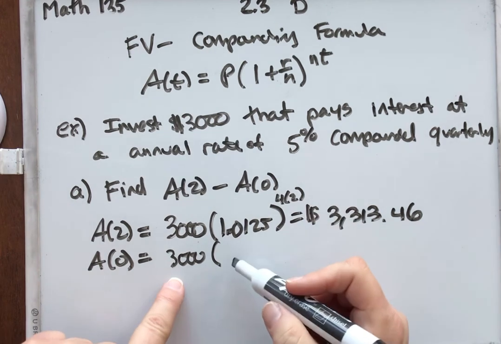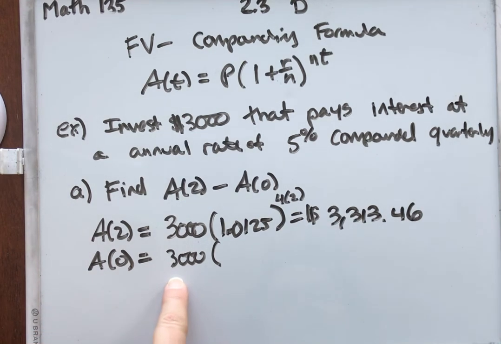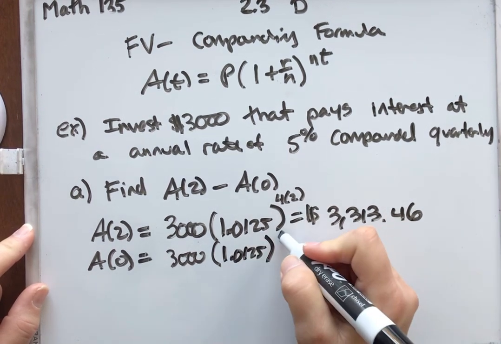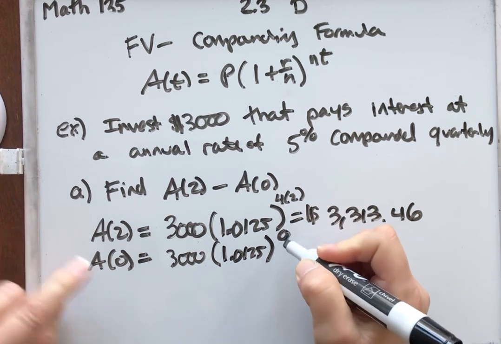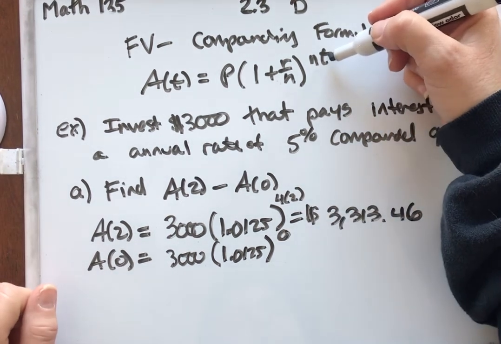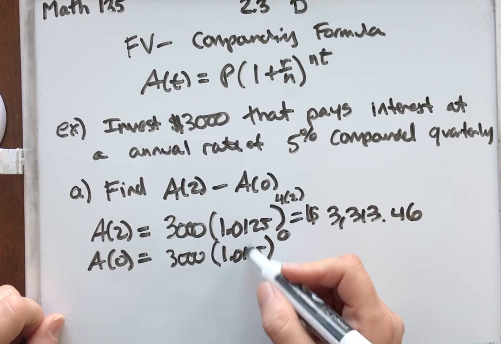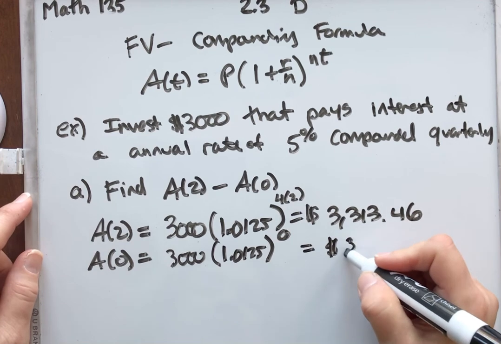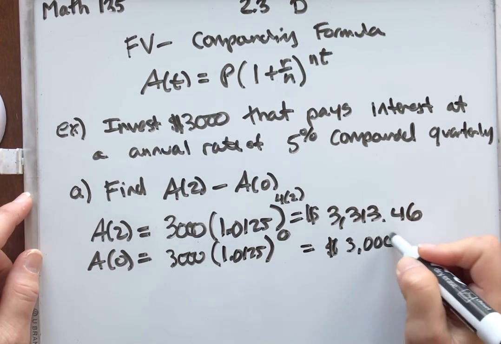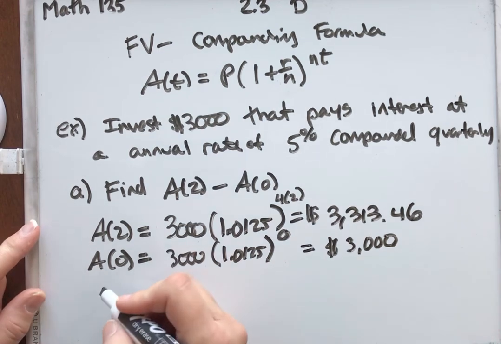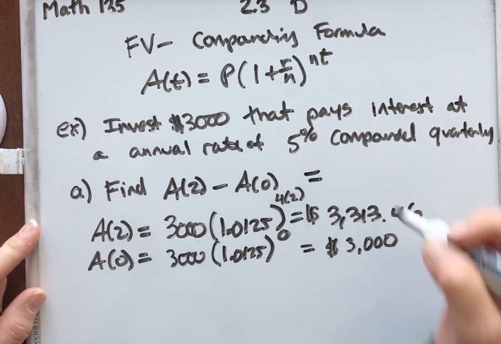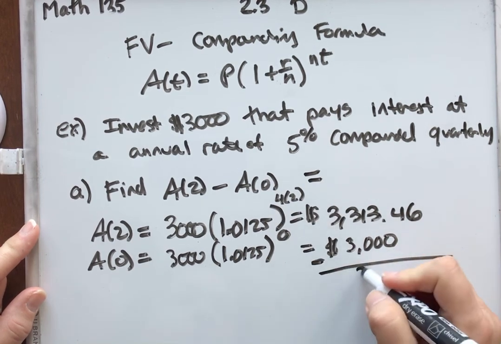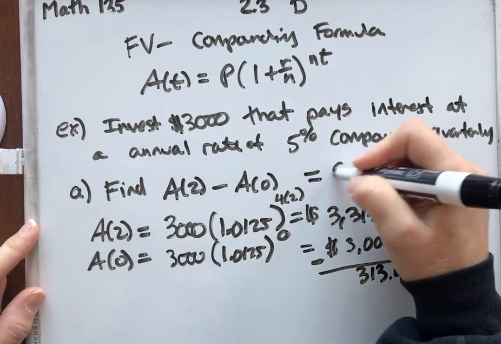Now we're going to do where we have 0. So again, we have 1.0125, but now there's a 0 up here, because time is 0. 0 times anything is 0, so that's just 1. And it makes sense, because at time 0, we had the initial $3,000. So A of 2 minus A of 0 is the difference of these two. We just subtract them, and we get 313.46.